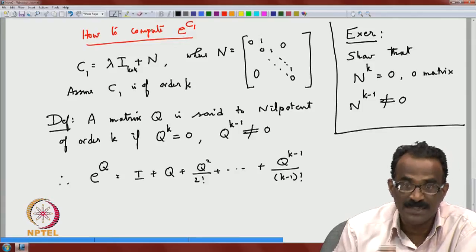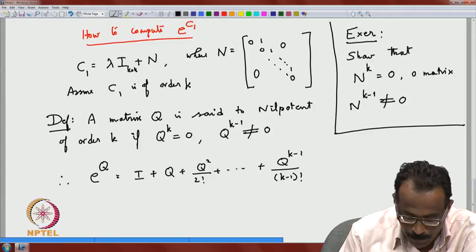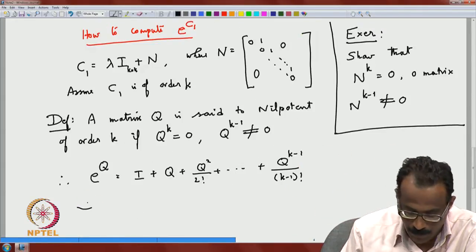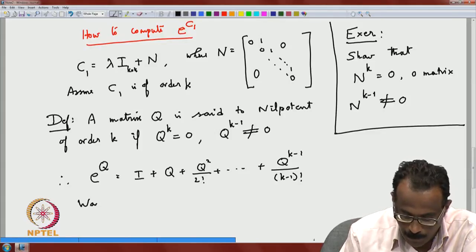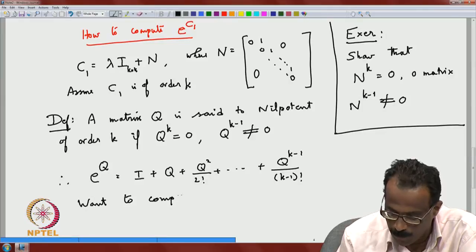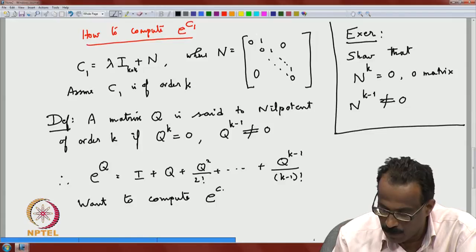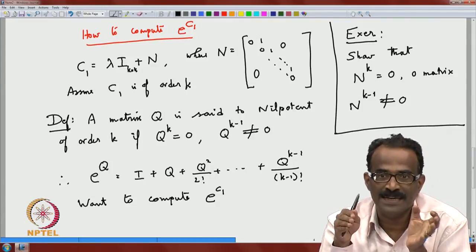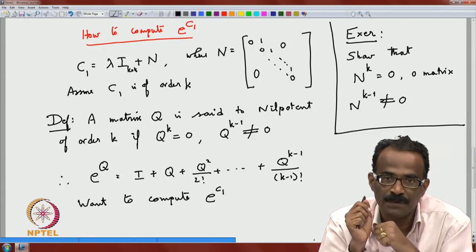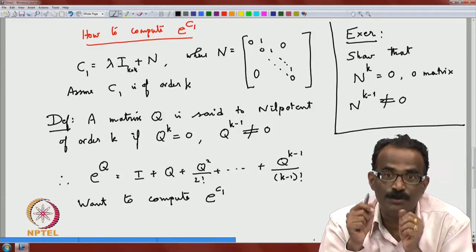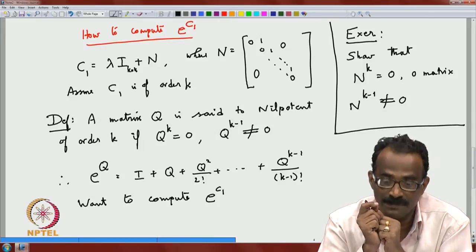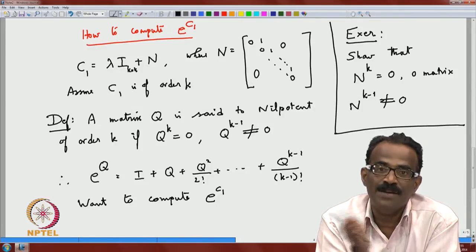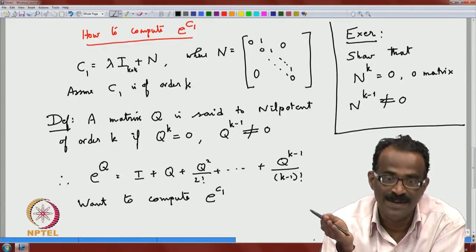Our aim is to compute e power C1. Of course, as I remarked earlier, C1 is of the form of two matrices, lambda I plus N. So, e power A plus B is equal to e power A into e power B if A and B commute. The interesting fact is that in this case, one of the matrices is identity, hence identity and N will always commute. Any matrix with an identity matrix will commute.